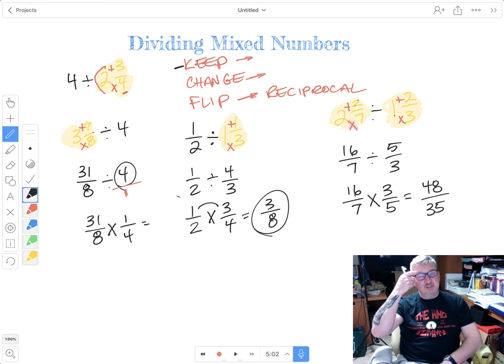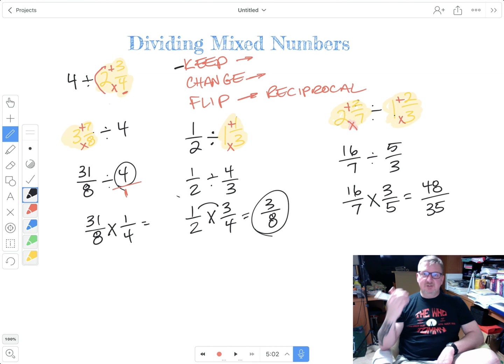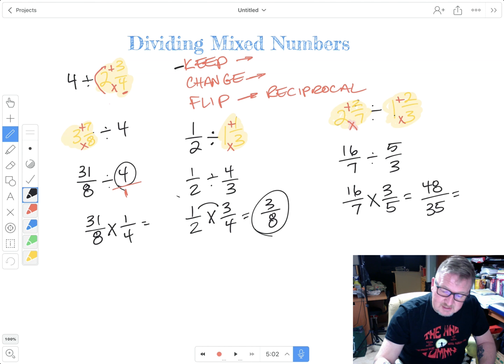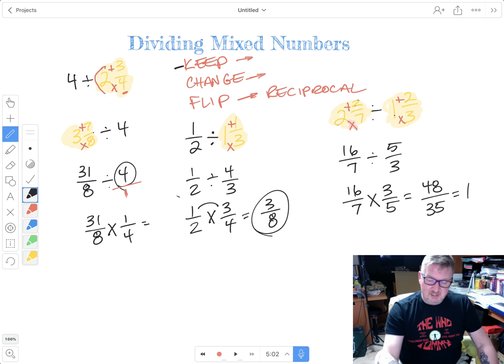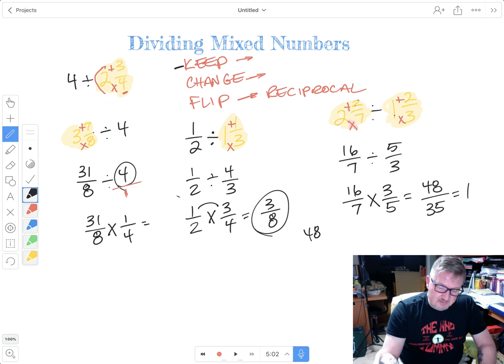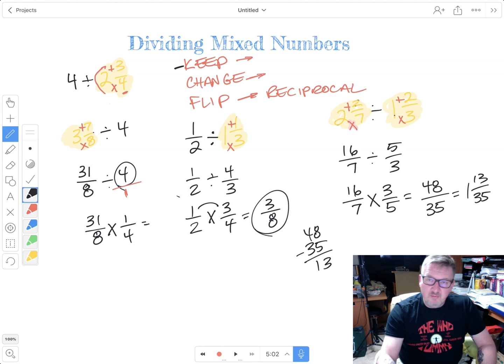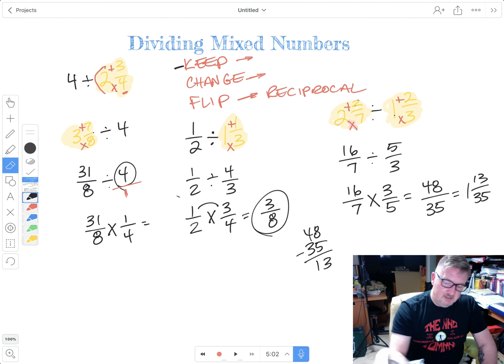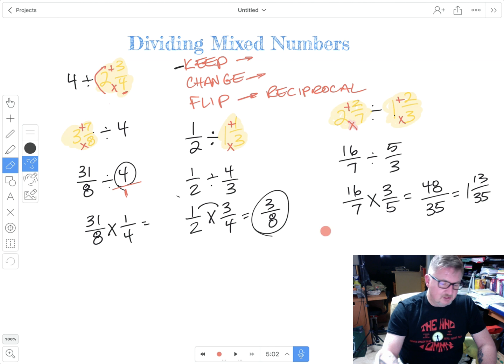My top number is bigger than my bottom number, but it's not that much bigger, so I know if I divide this, I'm going to get 1. I just got to figure out how much more. So I subtract 35 from 48. That's 13. 13 over 35, and we know that's not simplified because 13 is prime.